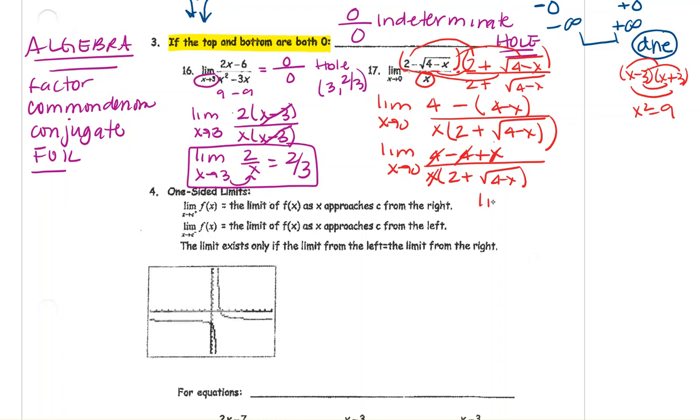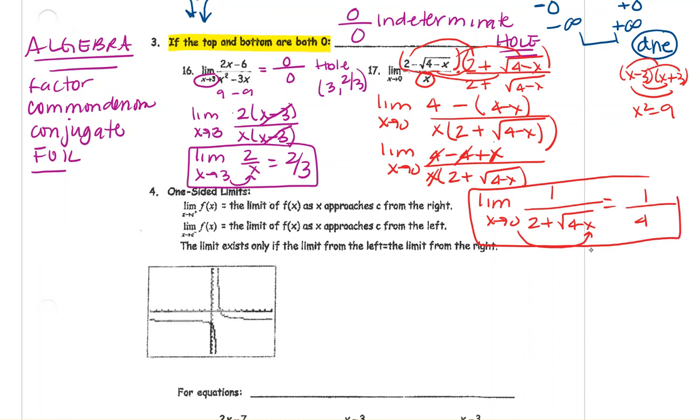So what you have now is the limit as x approaches 0 of 1 over 2 plus the square root of 4 minus x. And as soon as you get that problem child to cancel, in this case that x, then you try plugging in the number again. So if I plug in a 0 now, 4 minus 0 is 4, square root of 4 is 2, 2 plus 2 is 4, so you get 1/4. And that is the value of my limit. That means I have a hole at 0, 1/4.